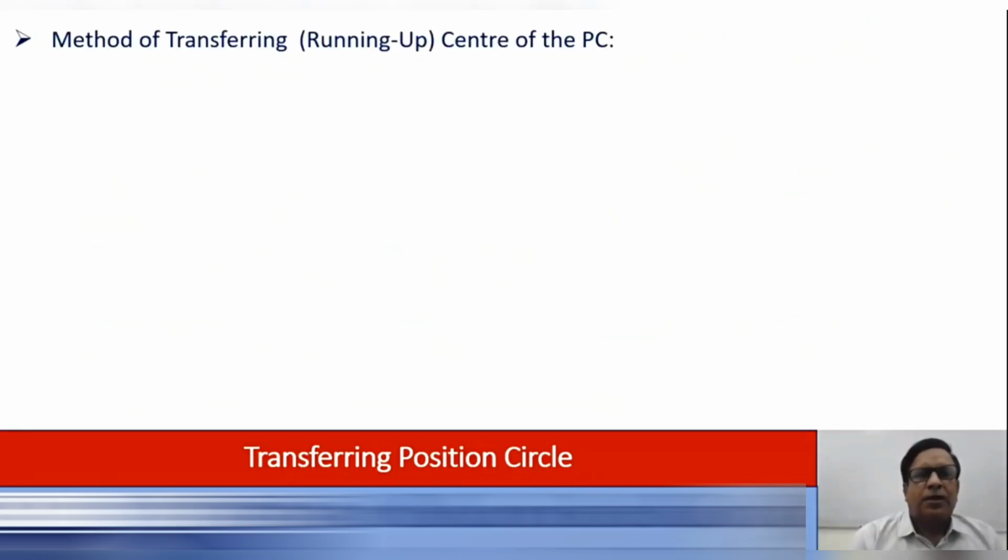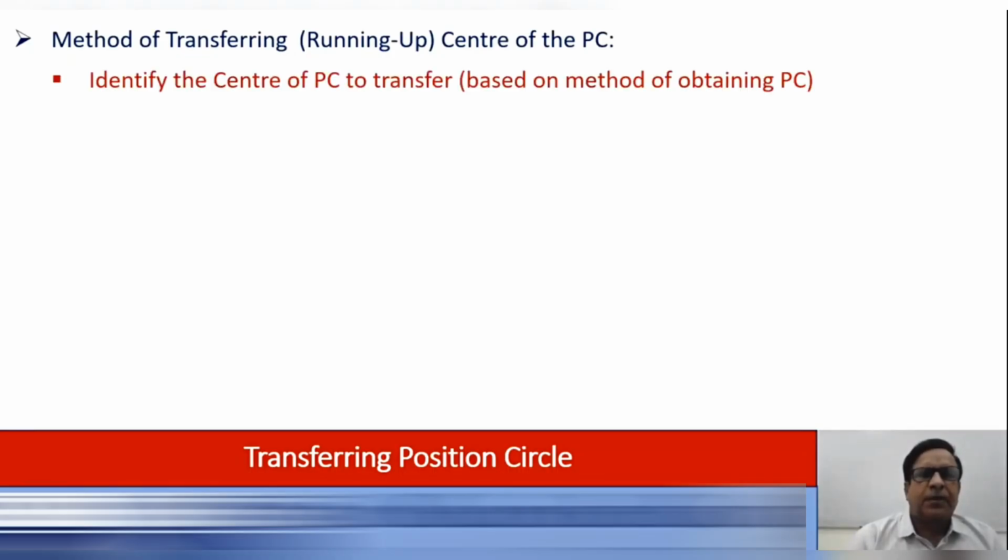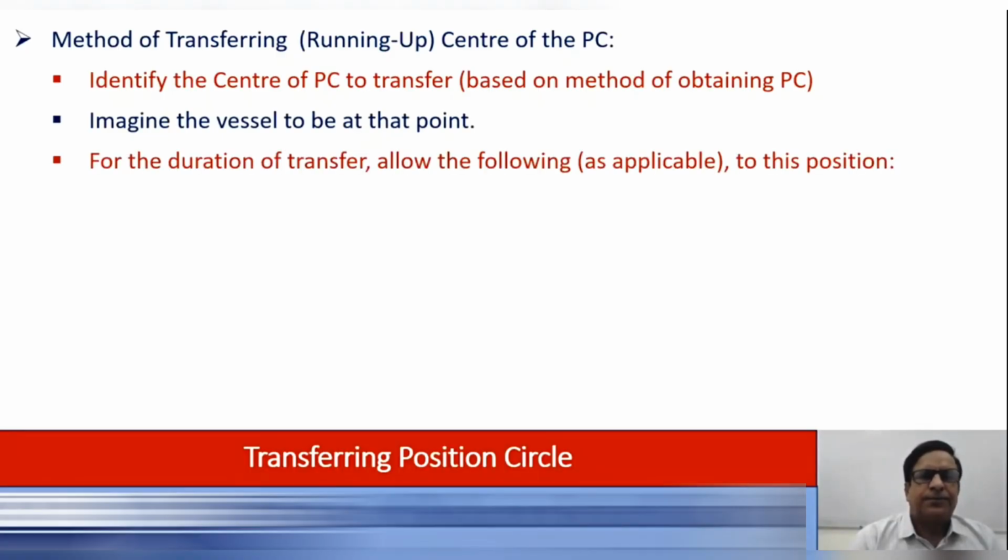Now, how do we transfer the position circle? Let's list down the steps. First, we need to identify the center of the position circle. The center of the position circle will depend upon the method that has been used or deployed for obtaining the position circle. Imagine the vessel to be at that point as the center of the circle.